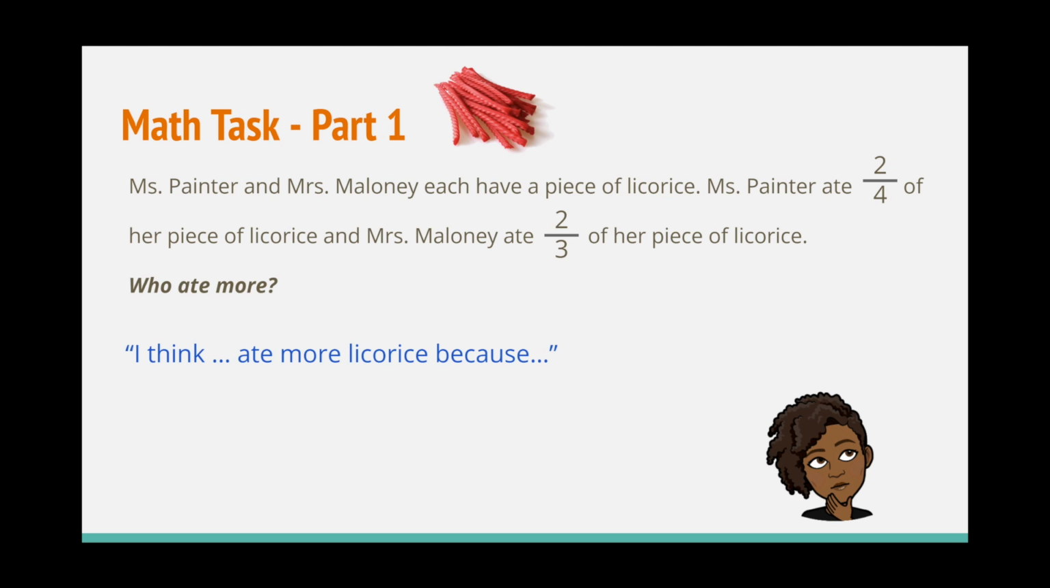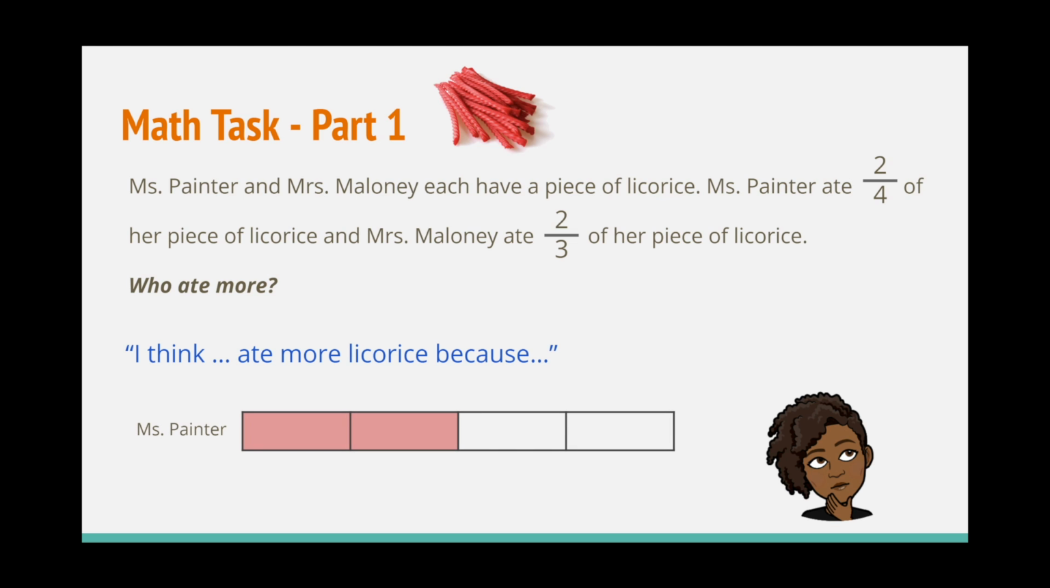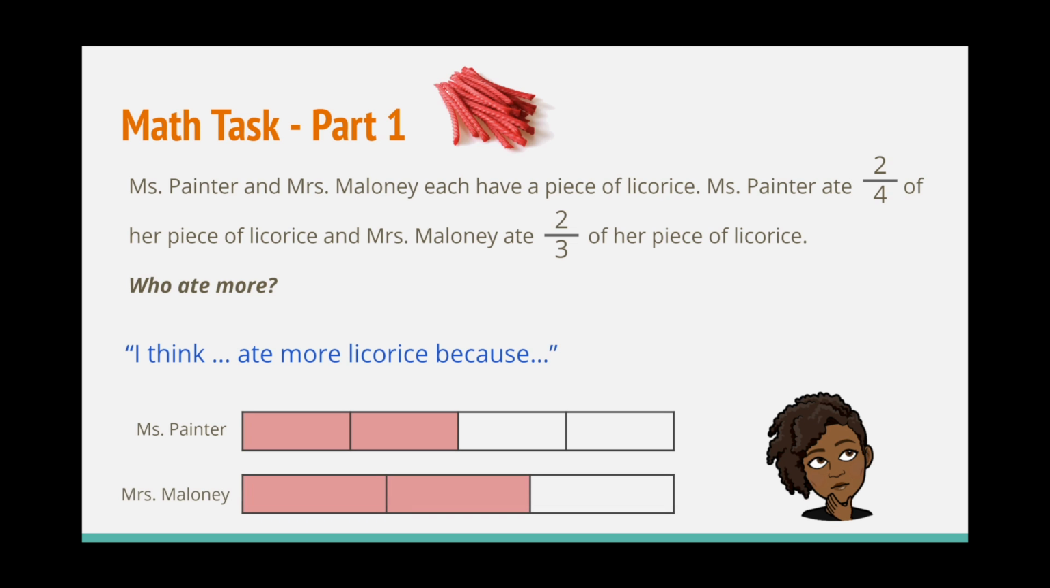Miss Painter and Mrs. Maloney each have a piece of licorice. Miss Painter ate 2/4 of her piece of licorice, and Mrs. Maloney ate 2/3 of her piece of licorice. Who ate more? I want you to use the sentence stem, I think Mrs. Maloney, or I think Miss Painter ate more licorice because, and I want you to explain why.